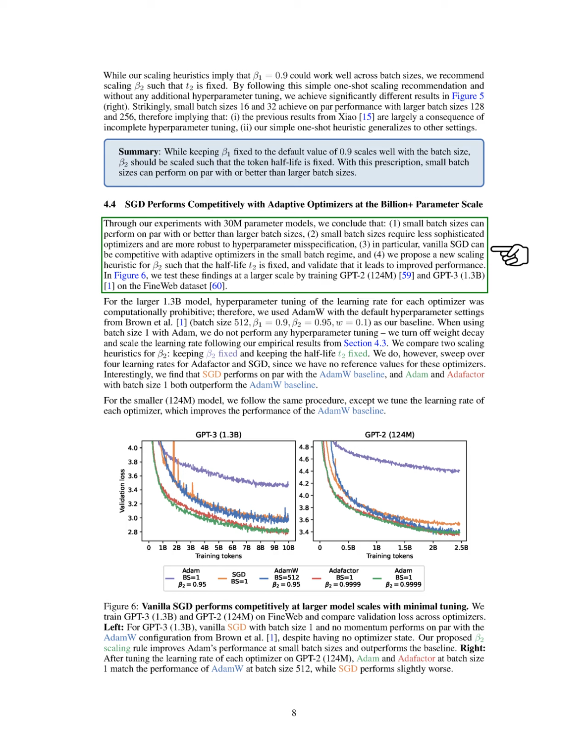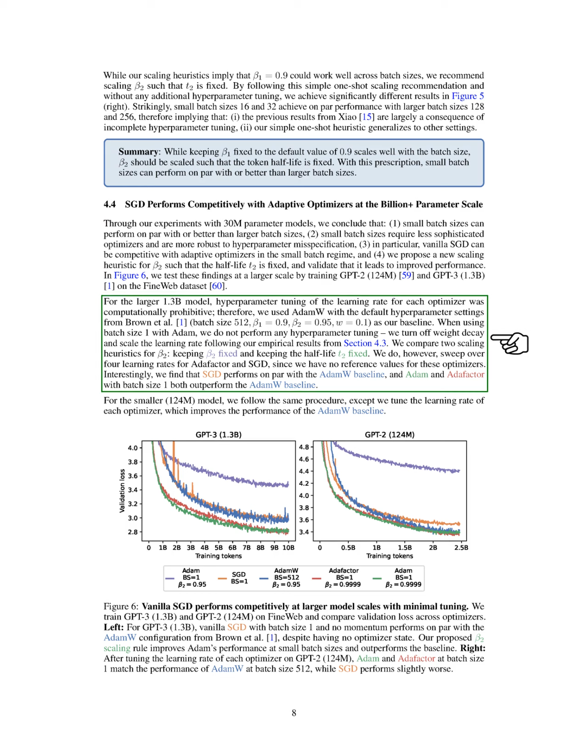parameters, using the Fine Web dataset. For the larger model, tuning the learning rate for each optimizer was too resource-intensive, so we used Atom W with default settings as our baseline. When using a batch size of 1 with Atom, we did not adjust any hyperparameters, turning off weight decay and scaling the learning rate based on our earlier findings.